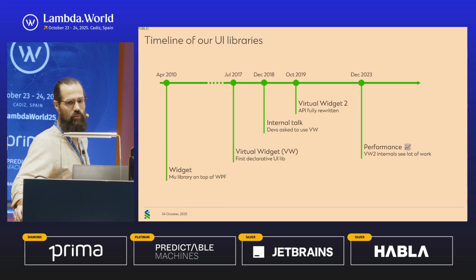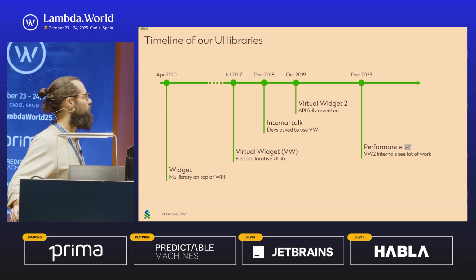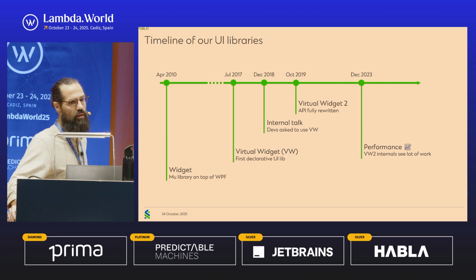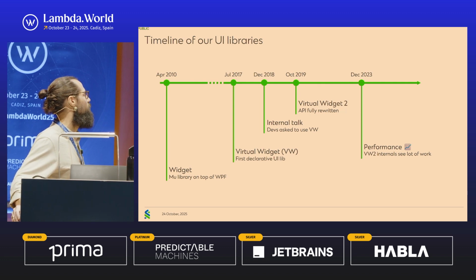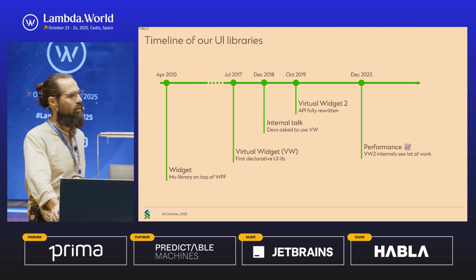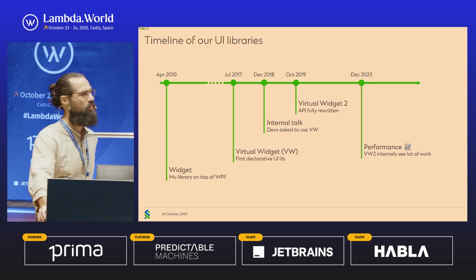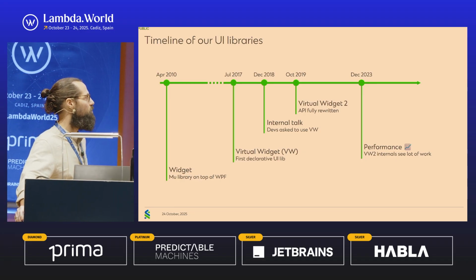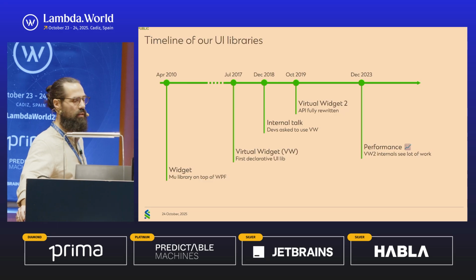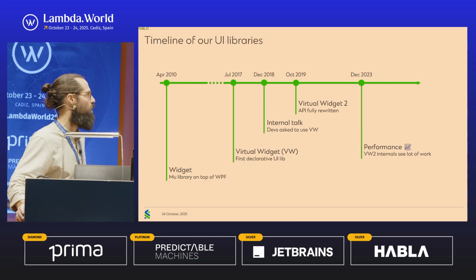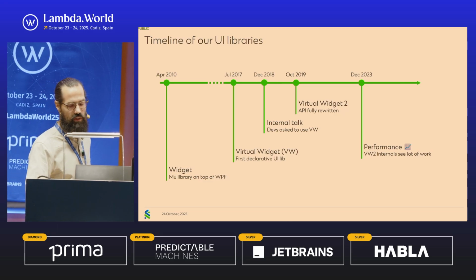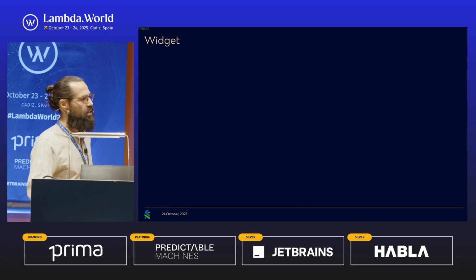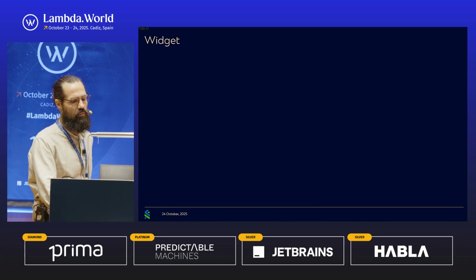The API was rewritten to some extent, but most importantly, the internals of the library were mainly rewritten. And around 2023, there was a lot of work done in terms of performance and usability. And at that time is where we saw that we're starting to heavily rely on this new framework to build graphical user interfaces. So let's start from the beginning.